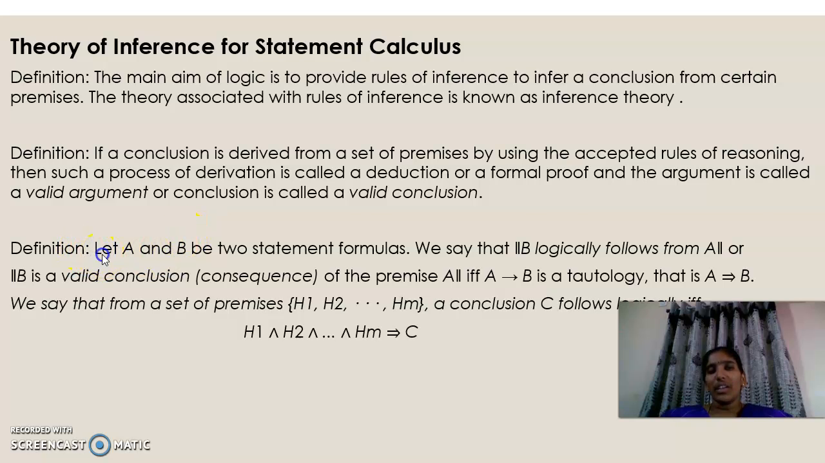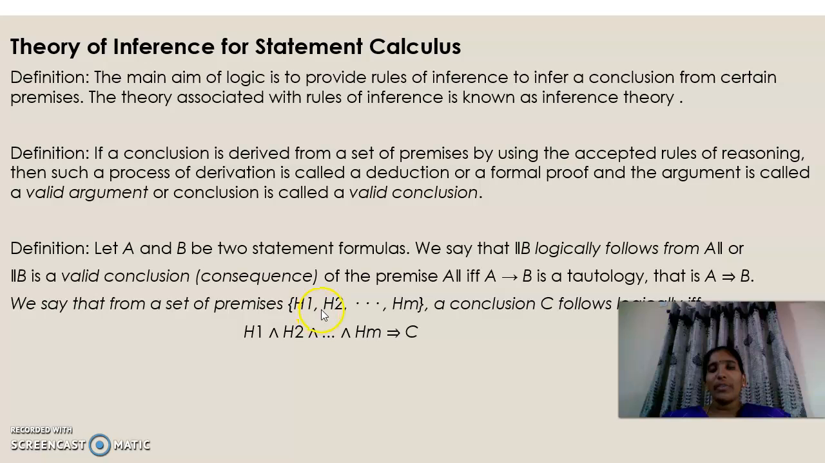Here is the definition. Let A and B be two statement formulas. We say that B logically follows from A, or B is a valid conclusion of the premise A, if and only if A conditional B is a tautology. So the theory of inference is based on tautological implication. By using A, we can get the output B. Then it is a valid conclusion.